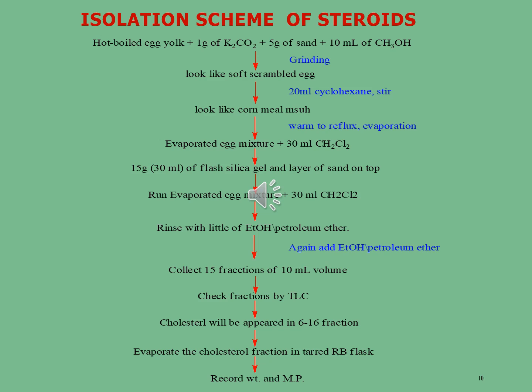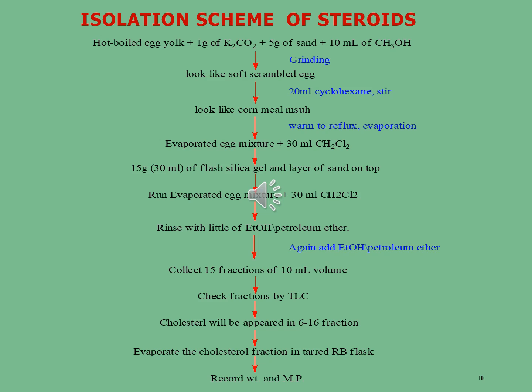Now, it is rinsed with ethanol with the help of petroleum ether. After that, again, the elution is carried out with ethanol and petroleum ether in a specific ratio. So, in this way, from the column chromatography, we will get a total of 15 fractions and each fraction has 10 ml of volume. Now, each fraction is subjected to thin layer chromatography for the identification of the pure compound as well as for the presence of steroid molecules.